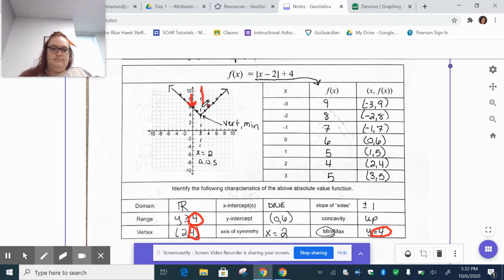Now, the axis of symmetry. That's this line going through the vertex. It's a vertical line, so it's x equals. But notice what number that is. Let me change colors because that will help us see. So it's x equals 2, and then look at the x value of the vertex. So those are connected. Your range and the y value of your vertex, and the axis of symmetry and the x value of your vertex, are always going to go together.